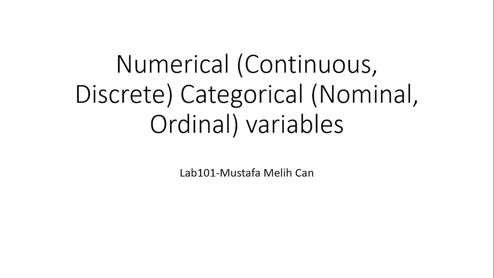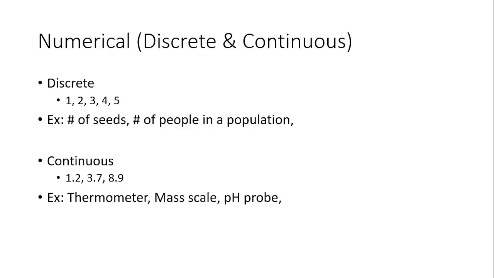I'm going to talk about numerical and categorical variables and the subcategories of these variables. So, numerical variables. There are discrete variables and continuous variables. What are discrete variables? Let's see. Discrete variables are like whole numbers, where you cannot have a decimal place or a fractional number. So anything that you can count is discrete. So number of seats, number of people, anything that you can count is a discrete value.